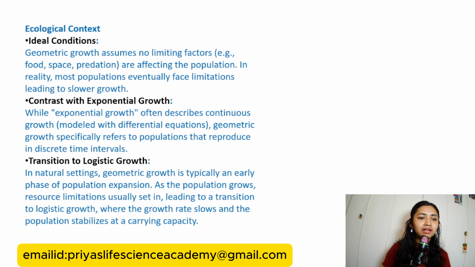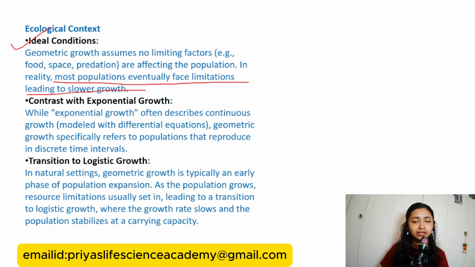Now, in the ecological context, what are the main features of this geometric growth? Ideal conditions need to be present. Geometric growth assumes no limiting factors, for example food, space, predation. There is a lot of food, a lot of space, and no predation affecting the population. In reality, most populations eventually face limitations, leading to slower growth. As I told you earlier for exponential growth, the situation is very unreal because there are always limitations in the environment. Now, what's the difference between exponential growth and geometric growth?